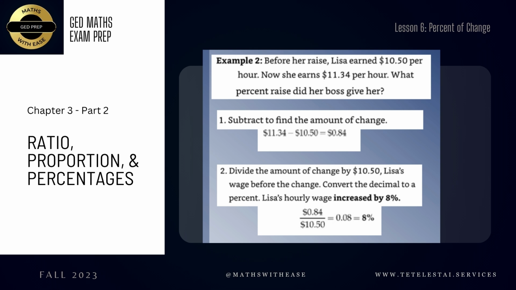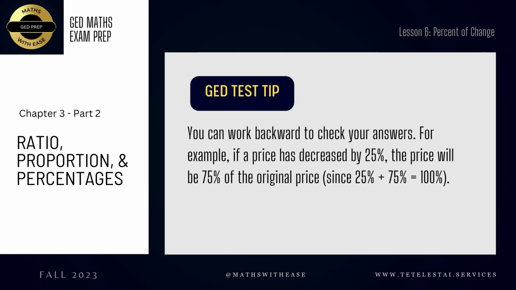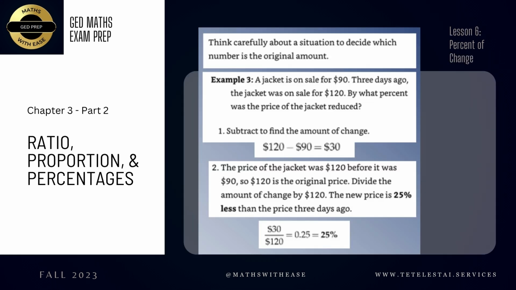So you can work backwards to check your answers. For example, if the price of an item decreased by 25%, the new price should be 75% of the original price, since 25%, I should say, plus 75% equals 100%. So you think carefully about a situation in order to decide which number is the original amount. So in this example, we're told that a jacket is on sale for $90.